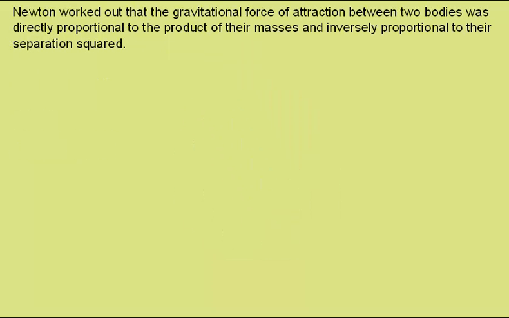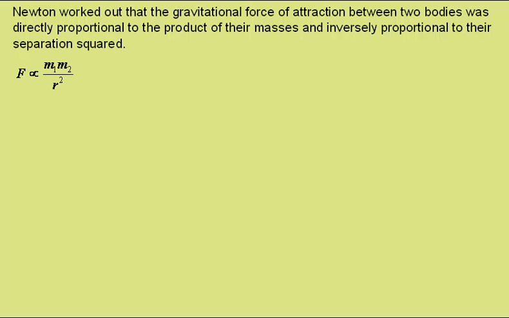Using laws of planetary motion previously worked out by Kepler, which are not required for this course, Newton worked out that the gravitational force of attraction between two bodies was directly proportional to the product of their masses and inversely proportional to their separation squared.